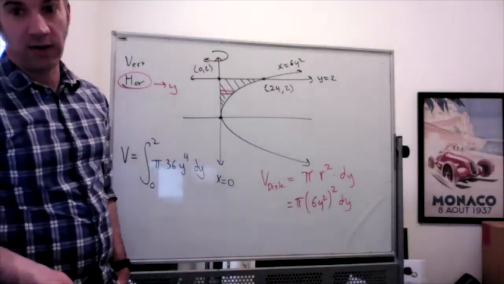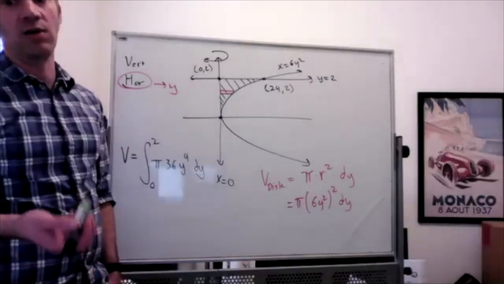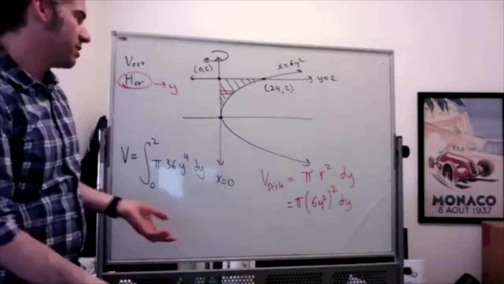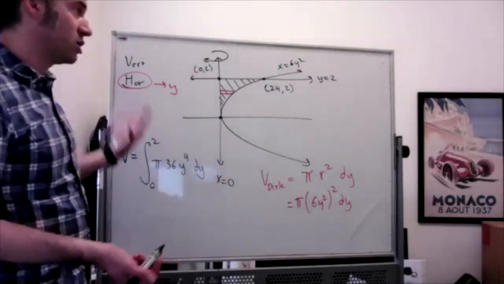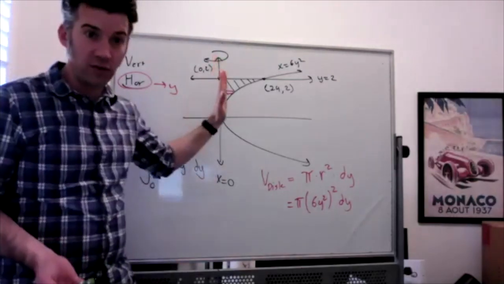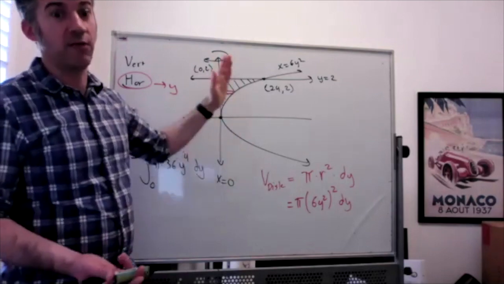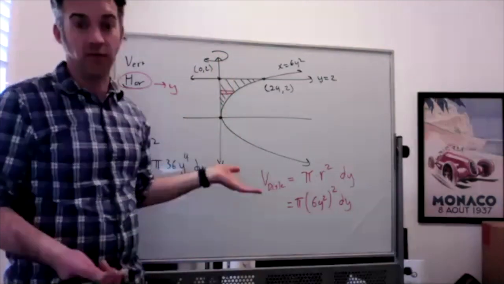Okay, now we're going to ask the same question, but doing it with cylindrical shells. So basically all the questions just asked, now the answers are going to be the opposite. Right, so if I want to use a shell, I have to use a vertical strip, in this case, because the vertical strip is parallel to the axis of rotation.